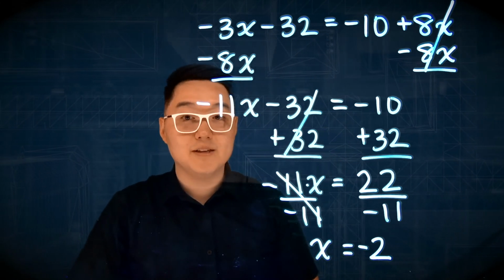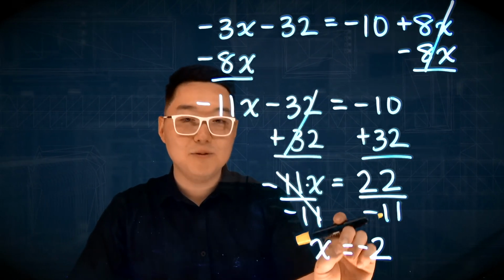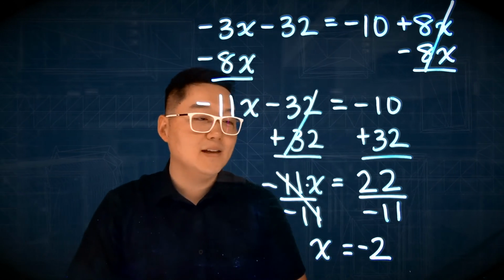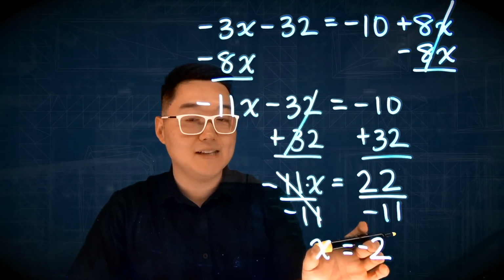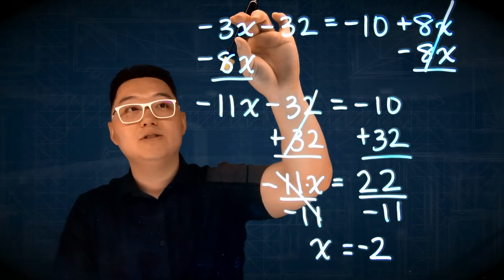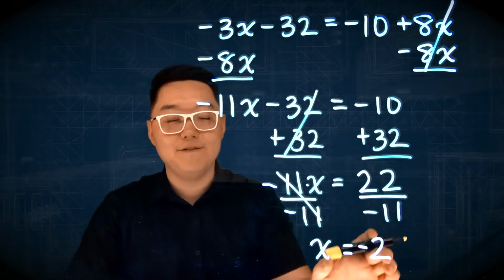So the solution for this equation is x equals negative 2. So what can we do to figure out if our solution is correct? We can do the exact same thing by plugging in x equals negative 2 into both of these expressions to see if they match.